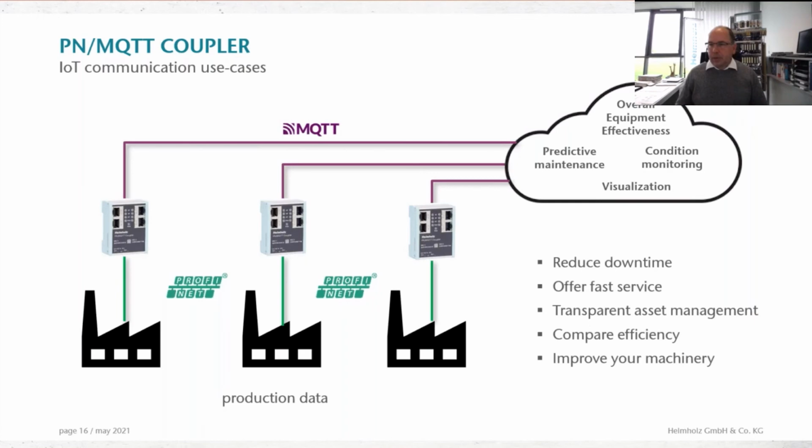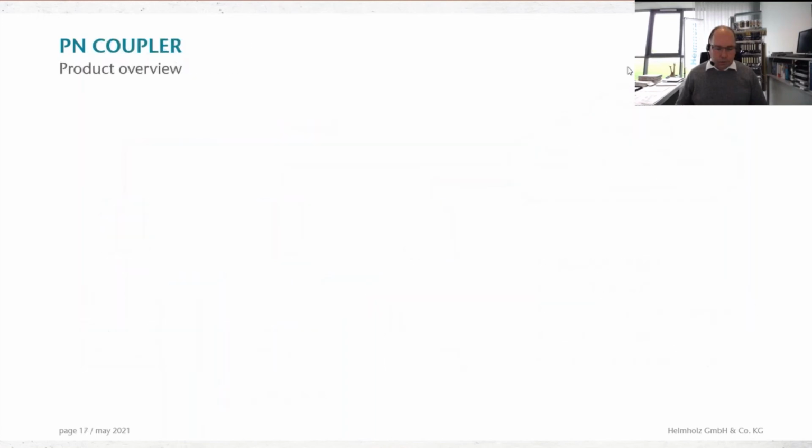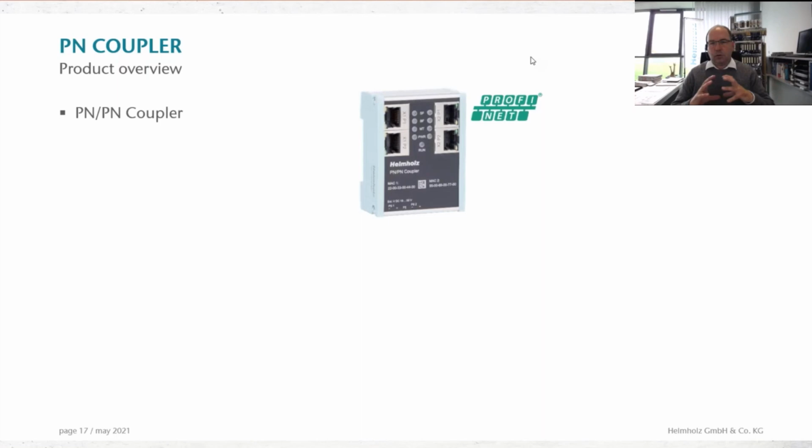Okay, that's all to this PN-MQTT device. I have just a product overview. The PN-MQTT is not the only device we offer. This is a total product range of PN couplers. We started with a PN coupler to connect two machines from PROFINET to PROFINET. The same features: you have two different networks and isolation between two machines.